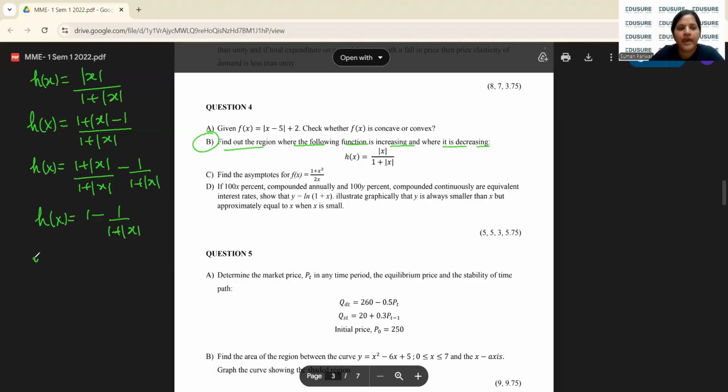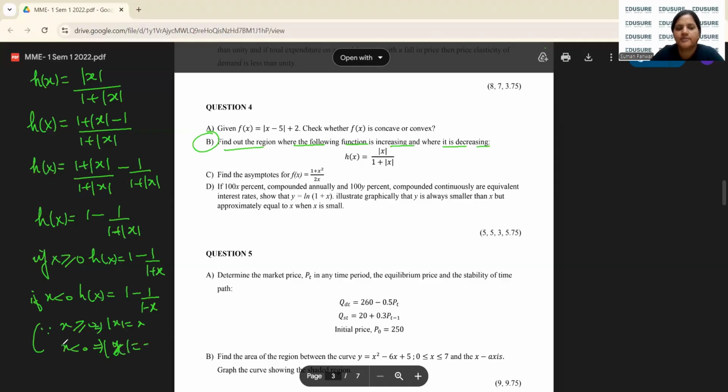So if x is greater than or equal to 0, h x is equal to 1 minus 1 upon 1 plus x, and if x is less than 0, h x is equal to 1 minus 1 upon 1 minus x. Because if x is greater than or equal to 0, mod of x is x. And if x is less than 0, this implies mod of x is equal to minus of x.